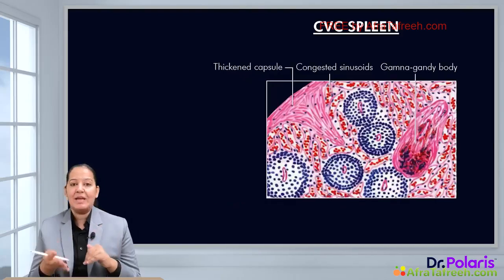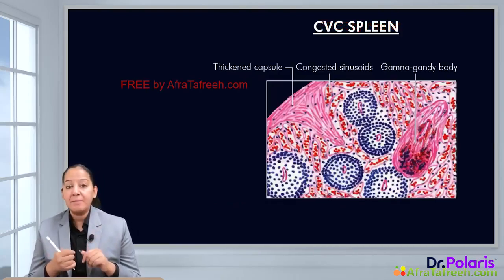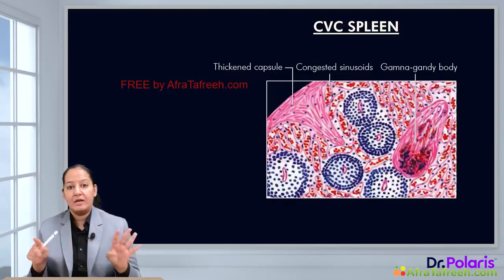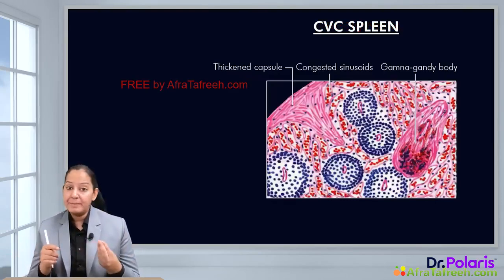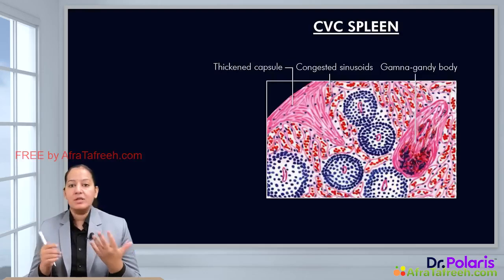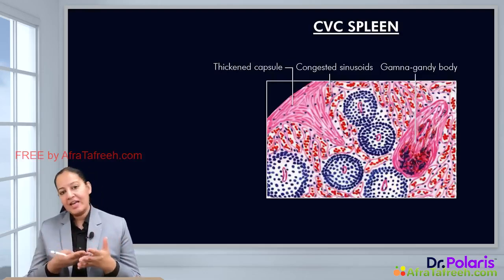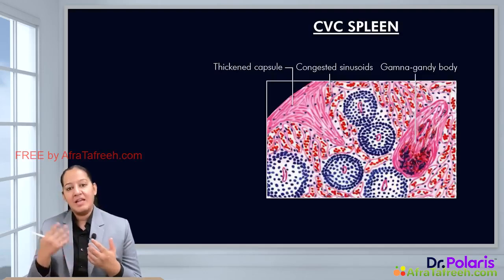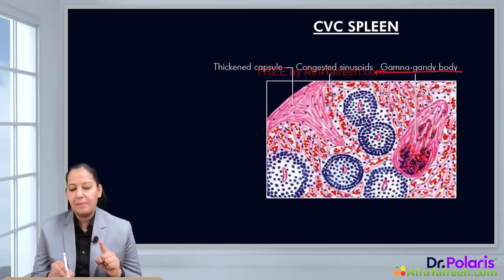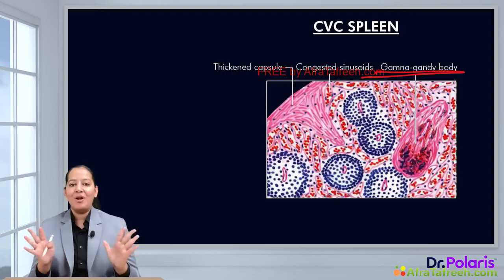In CVC spleen, we have appreciated the red pulp is dilated, the white pulp is not dilated, it is normal, but the red pulp is enlarged. Now the sinusoids will rupture, again hemoglobin converts into hemosiderin, and hemosiderin along with fibrosis is known as Gamna-Gandy bodies. So that's all about CVC.